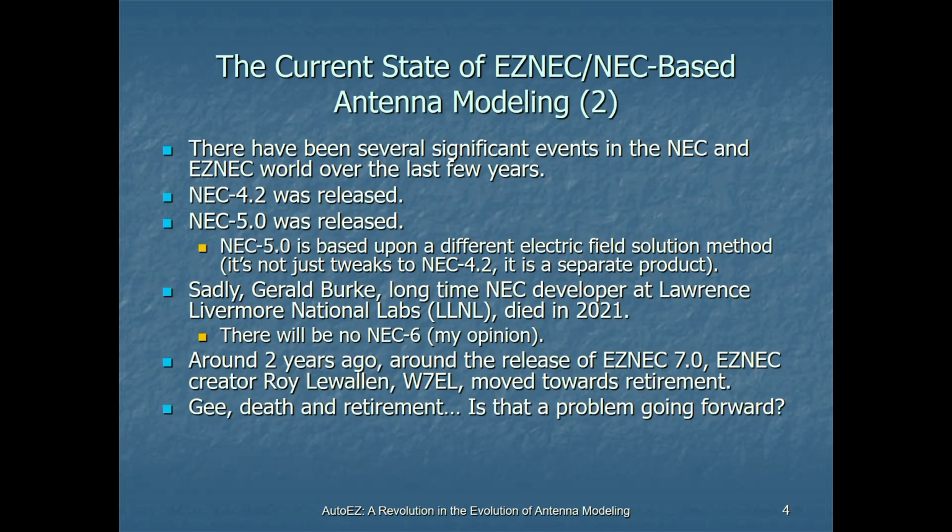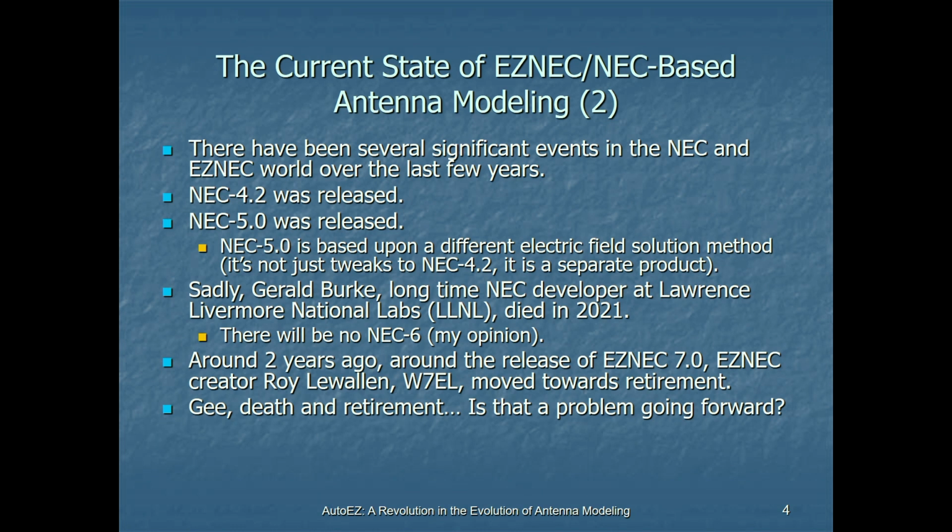Now, that, of course, goes back 45 years. There have been a few significant events in NEC and EZNet over just the last few years. In particular, NEC 4.2, which really is the follow-on from NEC 4.0, was released, and then something called NEC 5.0 was released. It turns out that NEC 5.0 is really based upon a different, and this is their language, not mine, electric field solution method. Therefore, it's not just a tweak to NEC 4.2. In fact, it's a separate product. You pick one or the other, and there's reasons to have both.